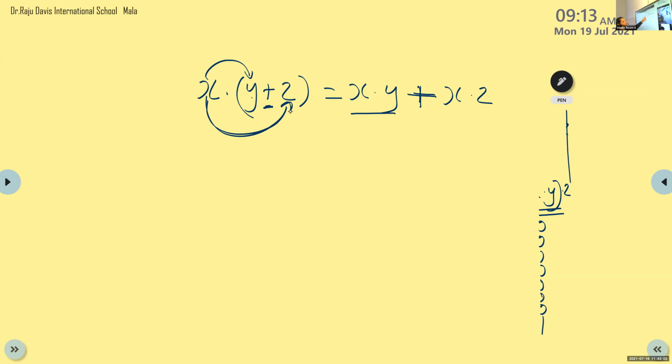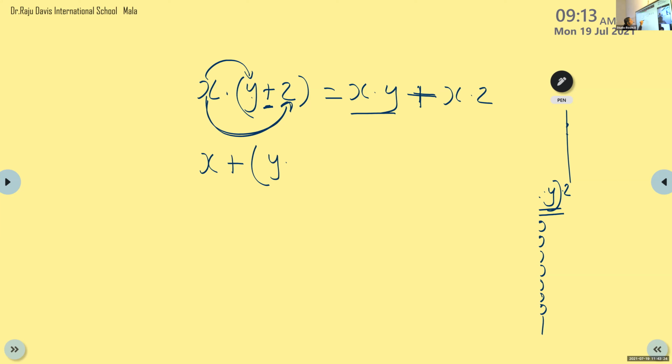This is the first distributive law. Here x is common for y plus z, so we expand this term like x dot y plus x dot z. That is the first distributive law. Then what about the second distributive law? Instead of dot we are using plus.